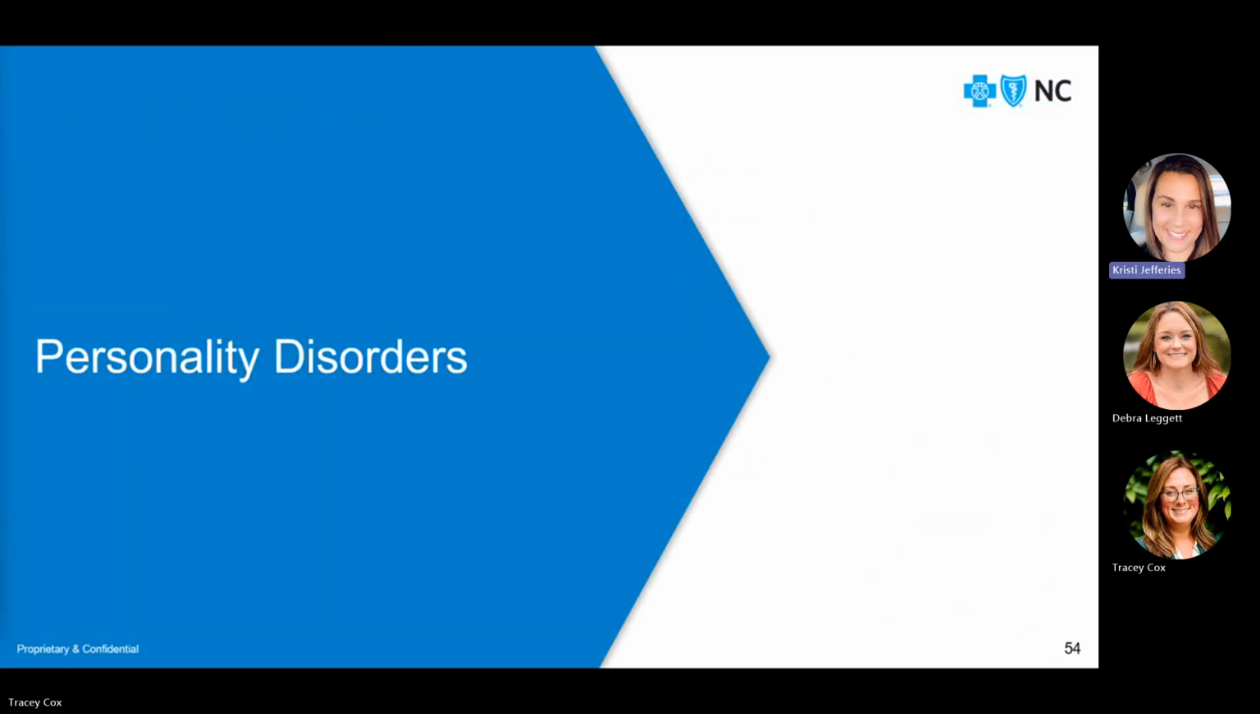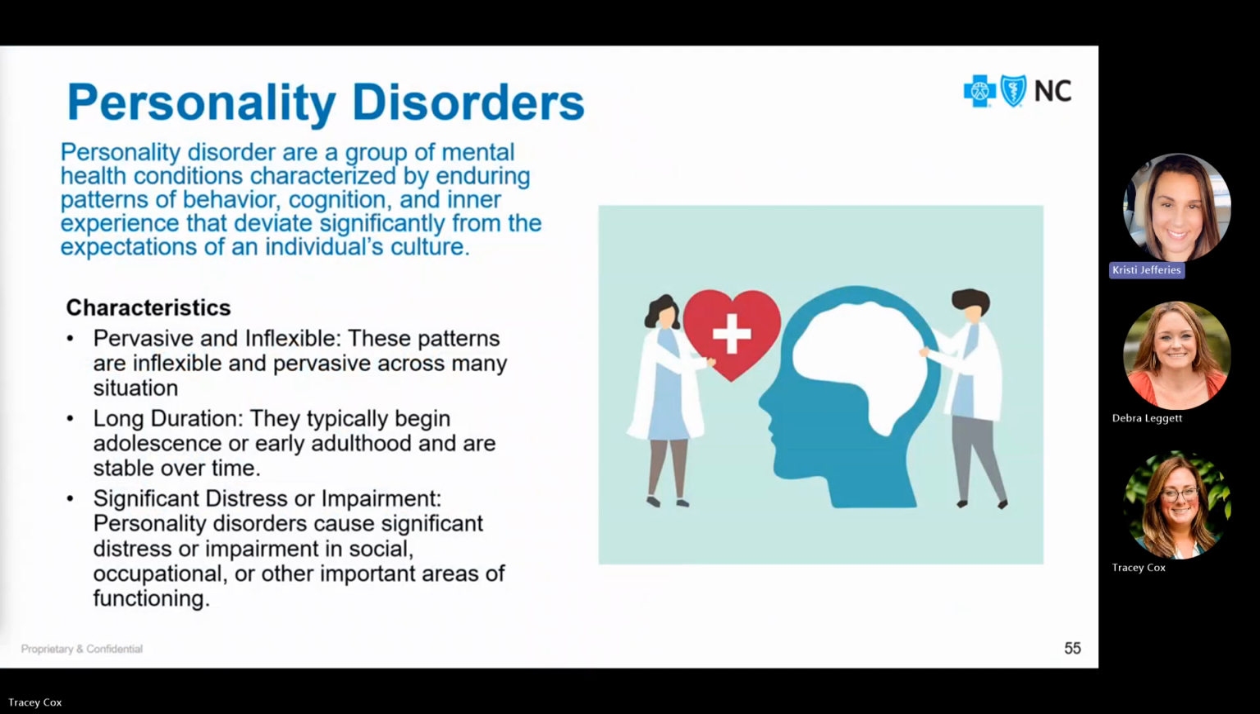Now let's turn our attention to personality disorders. Personality disorders are a group of mental health conditions characterized by persistent and enduring patterns of behavior, cognition, and inner experience. These patterns significantly deviate from what is expected with an individual's culture. Key characteristics of personality disorders include their pervasive and inflexible nature, meaning these patterns are consistent across many different situations and are difficult to change. They typically begin in adolescence or early adulthood and remain stable over time.